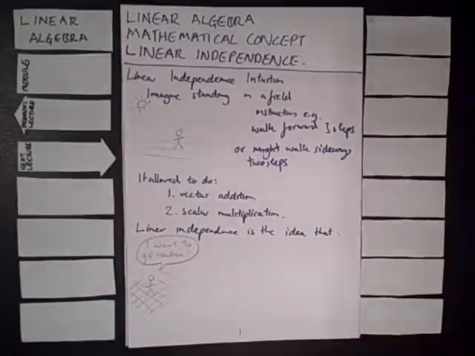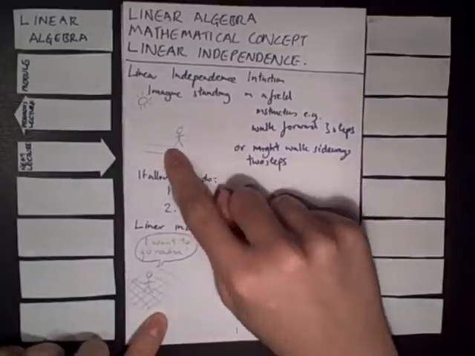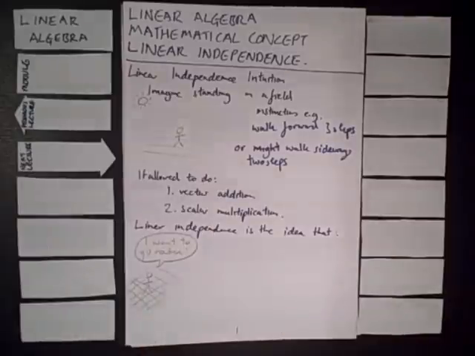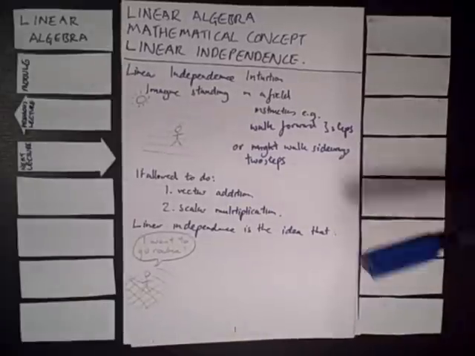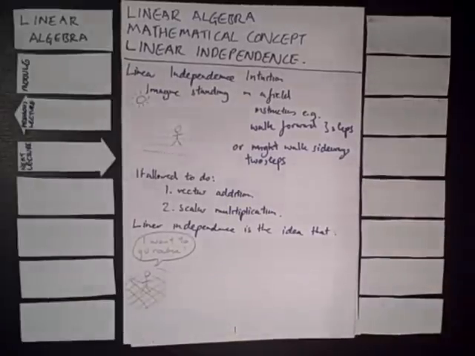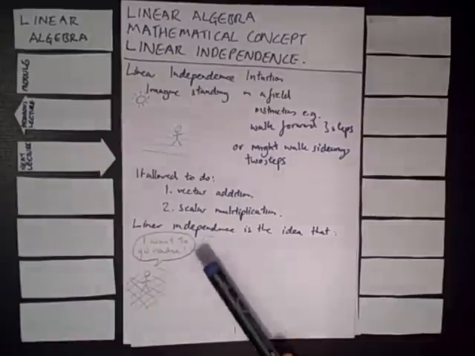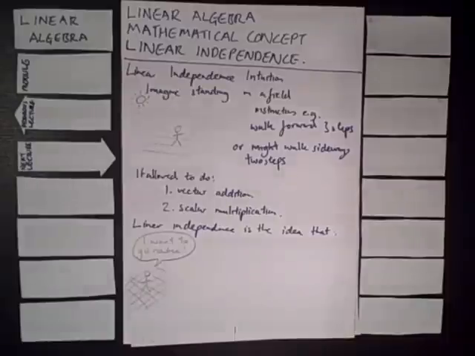If we take these instructions as an example, walk forward 3 steps and walk sideways 2 steps, it's quite easy to imagine that we will be able to walk everywhere in the field simply by first adding the directions of all the instructions together, in other words, performing vector addition, and secondly, being allowed to do the same instruction any number of times, i.e. scalar multiplication, even a negative number of times.